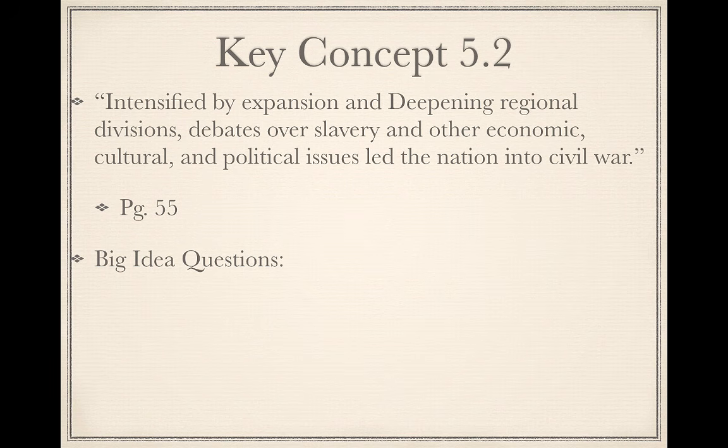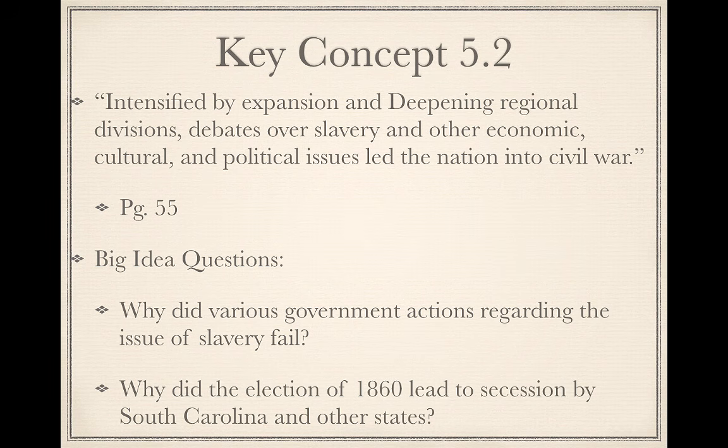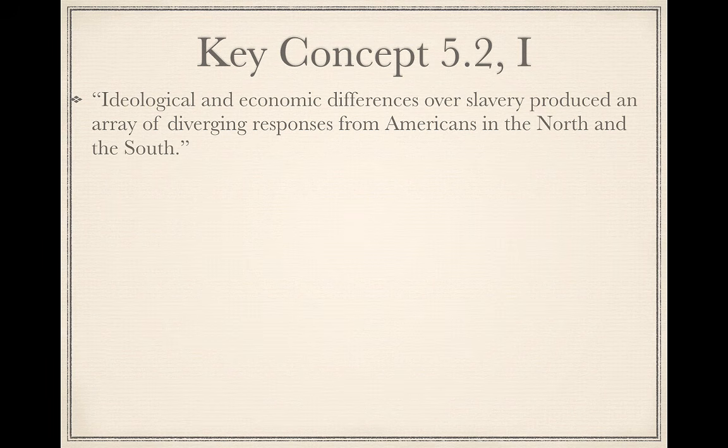Now, some big idea questions that you should be able to answer. Why did various government actions regarding the issue of slavery fail? And why did the election of 1860 lead to secession by South Carolina and other states? That is a very important event in U.S. history. All right, Roman numeral 1 states ideological and economic differences over slavery produced an array of diverging responses from Americans in the North and the South.